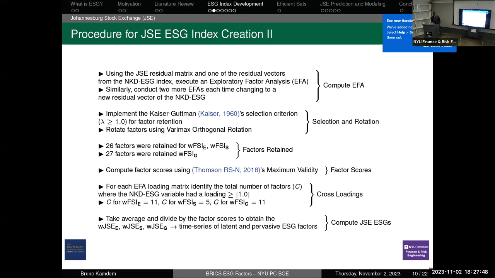After we've done that, we conduct two more exploratory factor analyses, each time changing to a new residual vector of the NKG ESG. After that, we implement the Kaiser-Guttman selection criterion. The reference is in the paper: lambda greater or equal to 1 for factor retention. That's important. And after that, we rotate the factors using the Varimax orthogonal rotation.